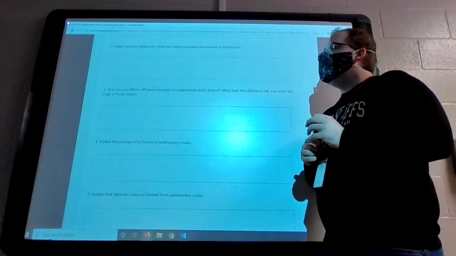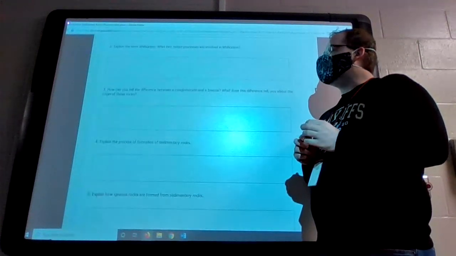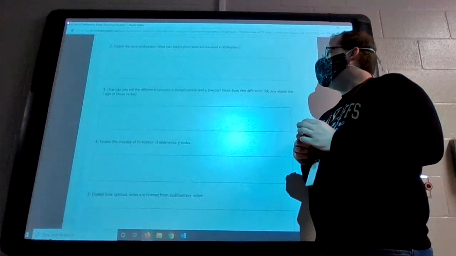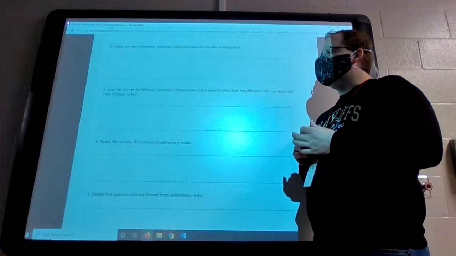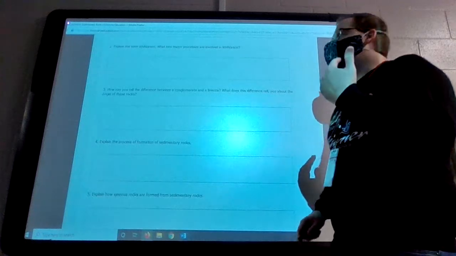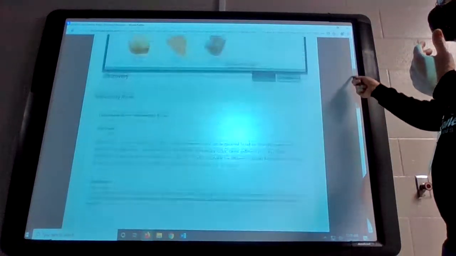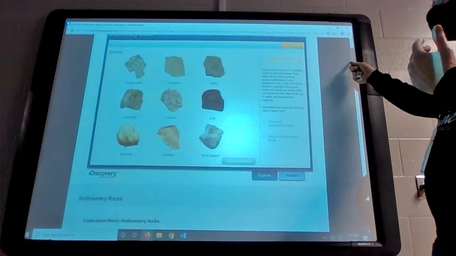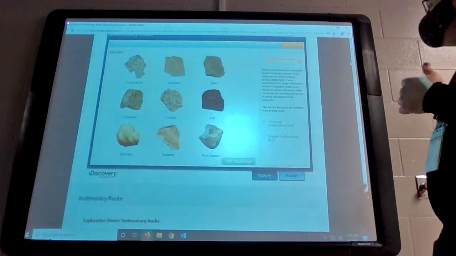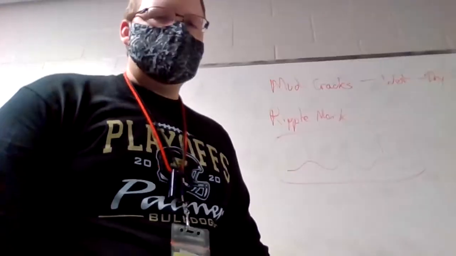Just saying. Number 3, how can you tell the difference between a conglomerate and a breccia? What does this difference tell you about the origin of these rocks? Okay, this is actually something we go over quite a bit in dual credit geology. They don't have a breccia up here, but they do have a conglomerate. And I just want to think about the names.